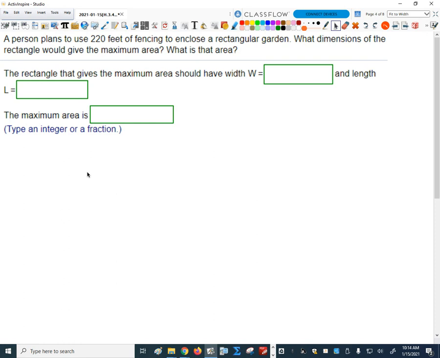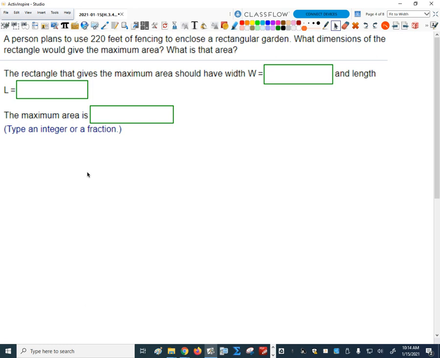A person plans to use 220 feet of fencing to enclose a rectangular garden. What dimensions of the rectangle would give the maximum area, and what is that area? Well, let's forget about the maximum part for a second. Let's just see if we can model this with a function. They're asking about the dimensions. What do we mean by the dimensions of a rectangular garden? Length and width, right?